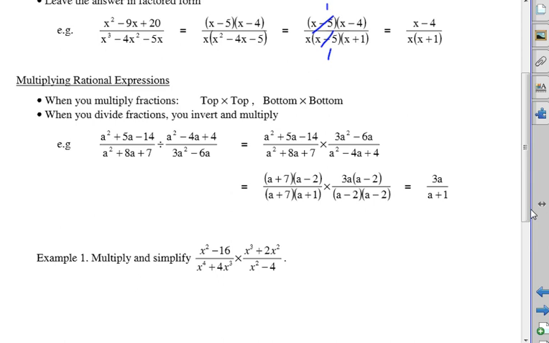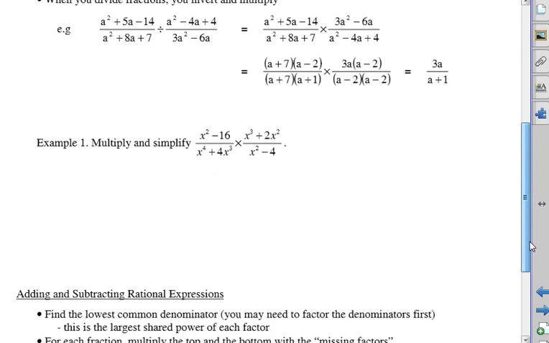Like NPVs, non-permissible values, we should technically look at those. In your homework, we don't know necessarily because we're just simplifying and not solving. So we're just going to simplify today, and I'm not going to stress about NPVs. So let's review. Let's go look at this guy.